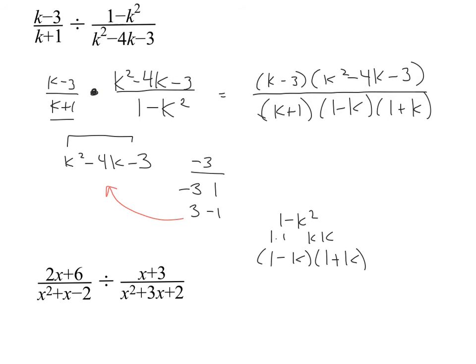But as you look at this, none of these things cancel out. There's nothing on the top and bottom that will cancel out. So this would simply be our solution. Now this doesn't happen often, but I figure I would show you one where it doesn't always have to factor and cancel.